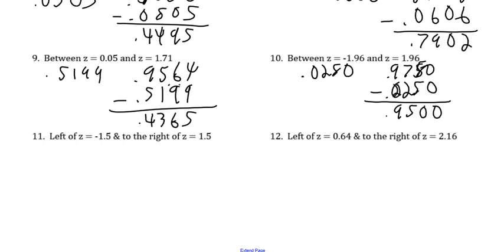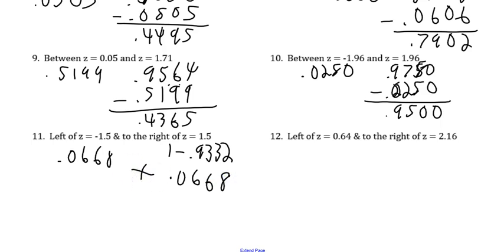All right. Left of negative 1.5 and right of 1.5. So left of z, first off, of negative 1.5 is going to be 0.0668. To the right of 1.5 is going to be 1 minus, and when you look up 1.5, you get 0.9332, which is 0.0668 also. Notice how these are the same, and you're basically just going to double it and get 0.1336.